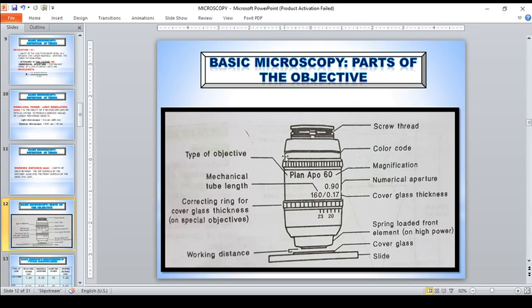And again, it has color coding of the different objectives. Okay, let's review. What is the color for HPO? That is blue. How about for scanner? Red. LPO, yellow. And for OIO, that is white.